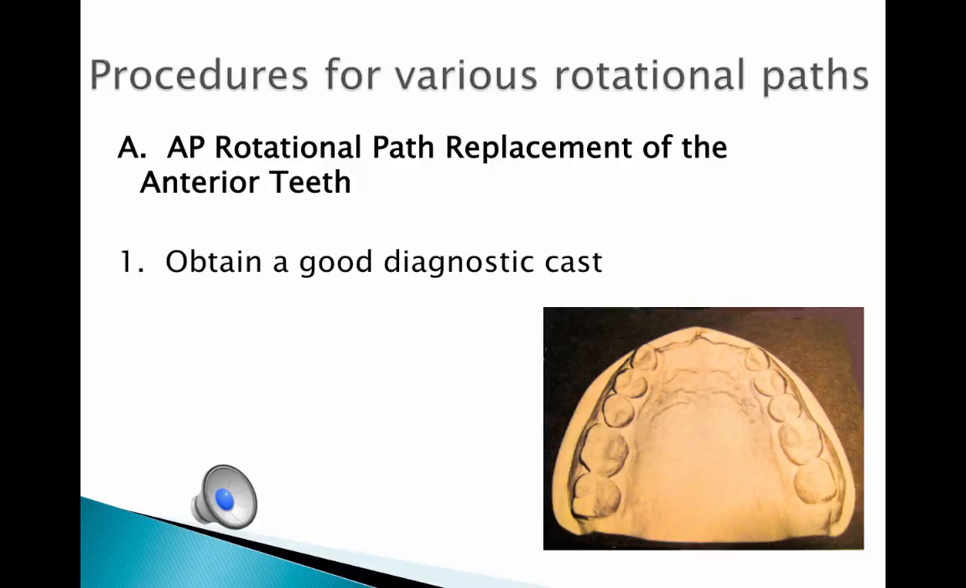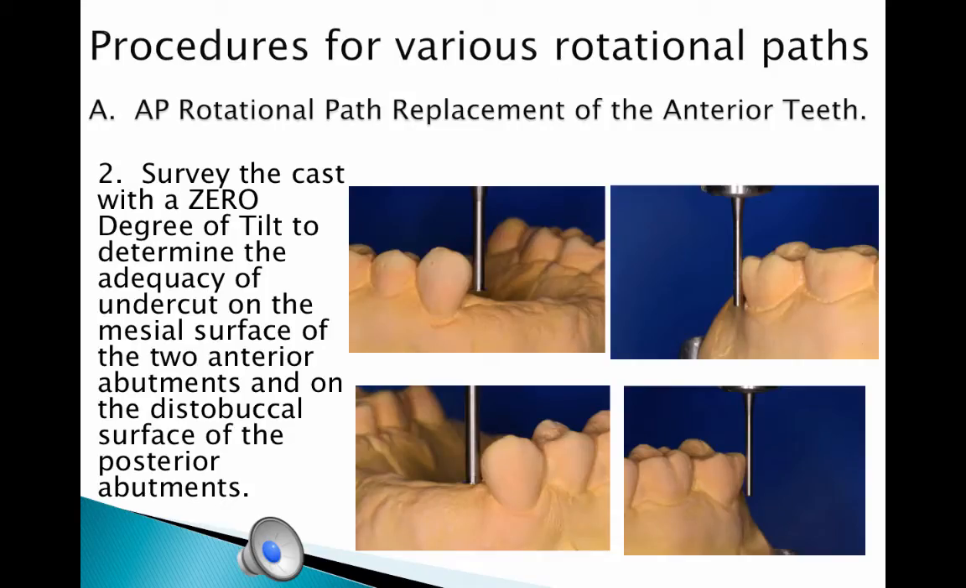The first step in planning the antero-posterior rotational path RPD for replacement of the anterior teeth is to get a good set of diagnostic casts for survey and design planning. Start your survey by placing your cast on the surveyor table with a 0-degree tilt to determine the adequacy of undercuts on the mesial surface of the 2 anterior abutments and on the distobuccal surface of the posterior abutments. If this were a mandibular cast, the molar surfaces would probably be the distolingual or the mesiolingual surfaces.